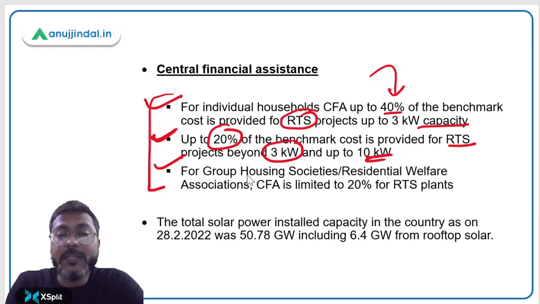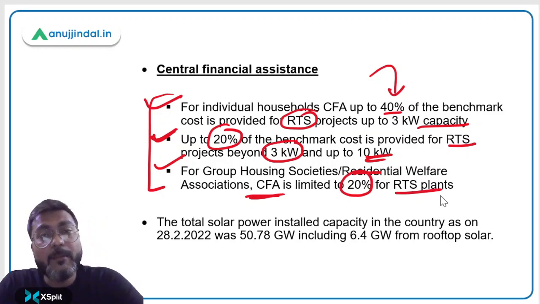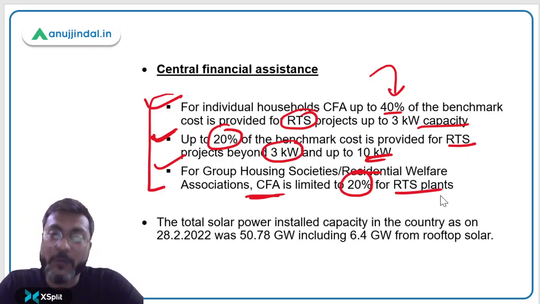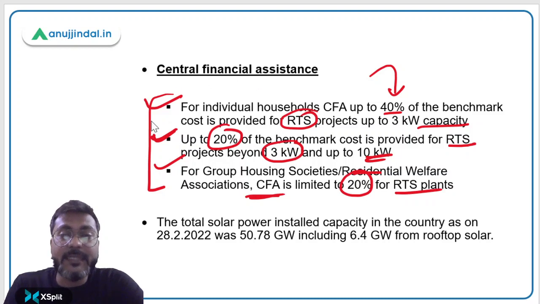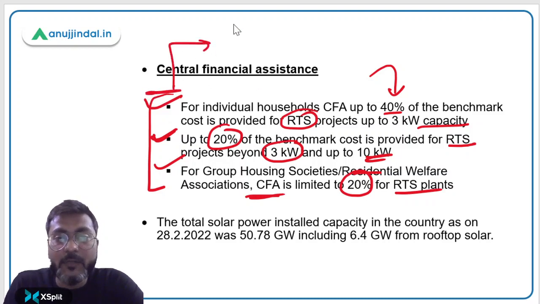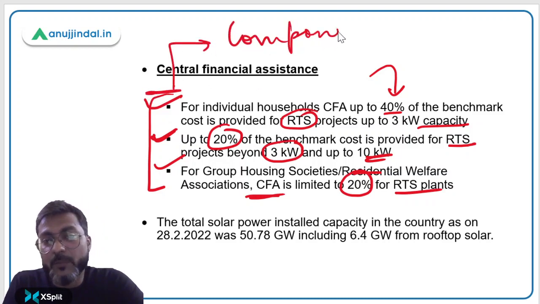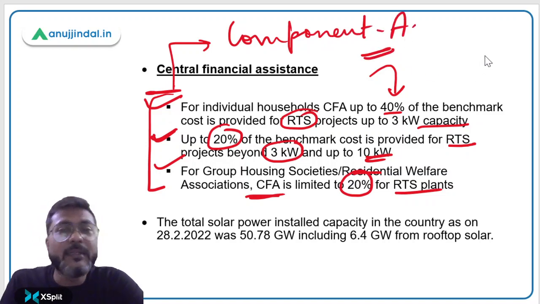Alright. In case of group housing societies or RWAs, this CFA, or the central financial assistance, is limited to 20% of the benchmark cost of the rooftop solar project. So this is the central financial assistance provided in component A. And component B ka jo incentive ka detail hai, that is quite technical. We don't have to go into the details that much.